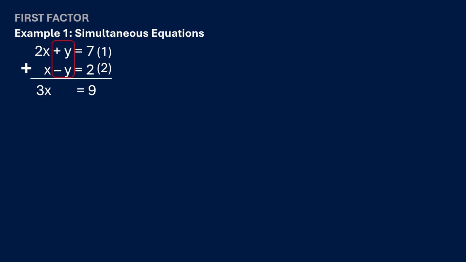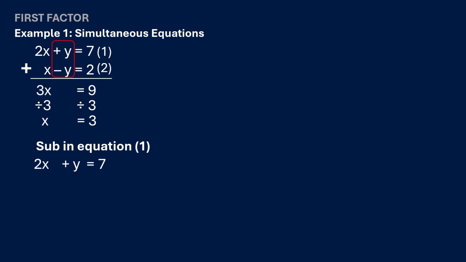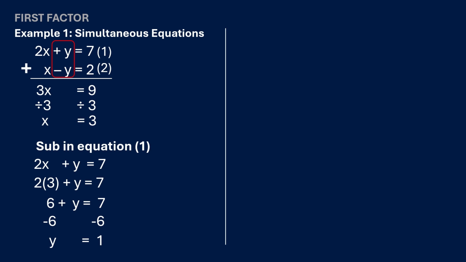Once we add them together, that gives us 3x equals 9. Then to solve for x, we simply divide both sides by 3, which gives us x equals 3. Now the next thing we need to do is sub into equation 1. So you write out equation 1, substitute our value of x equals 3 into this equation, which gives us 2 times 3 plus y equals 7. That then gives us 6 plus y equals 7, minus 6 from both sides, and we then have a solution of y equals 1. Now we've got our solutions for x equals 3 and y equals 1.